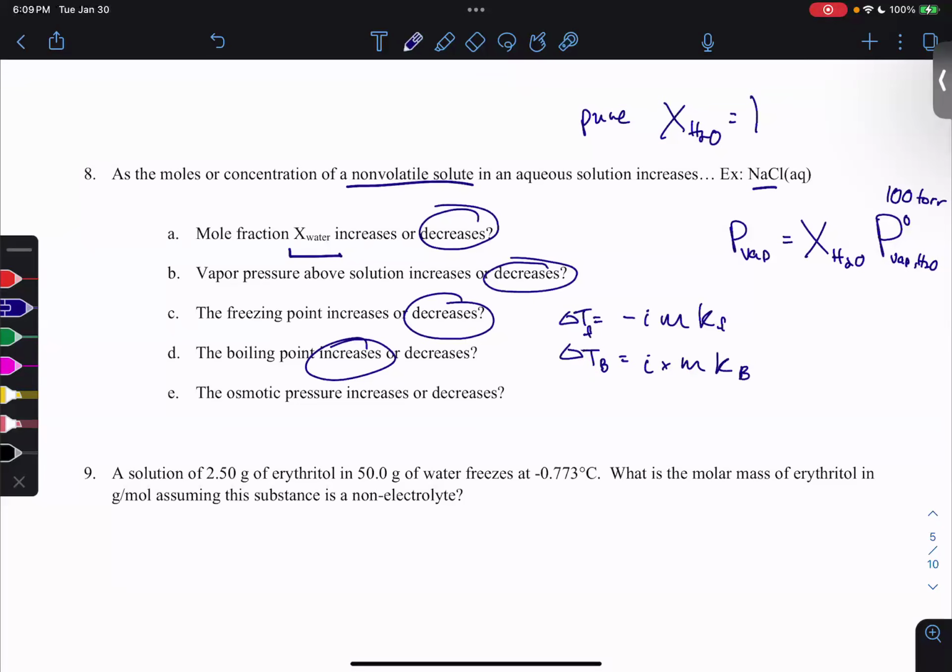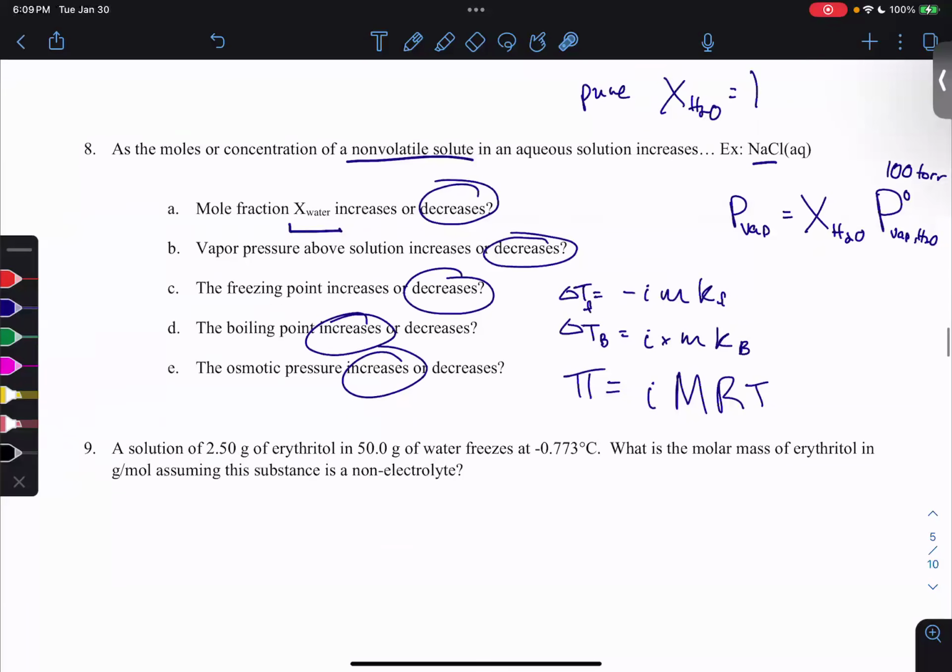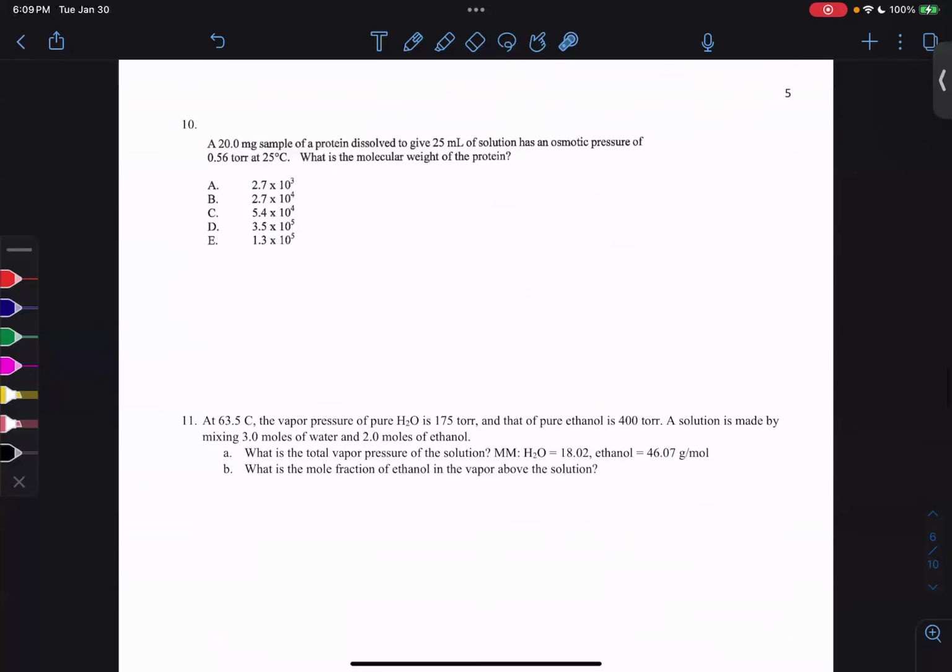Does it increase or decrease for a saltwater solution as we make it more salty? It increases, due to the equation pi equals i M R T. You can just see from this equation that as molarity increases, osmotic pressure for that solution increases as well. So those are the trends. For any solution, we could calculate the mole fraction of water, vapor pressure, freezing point depression, and boiling point elevation given that concentration.